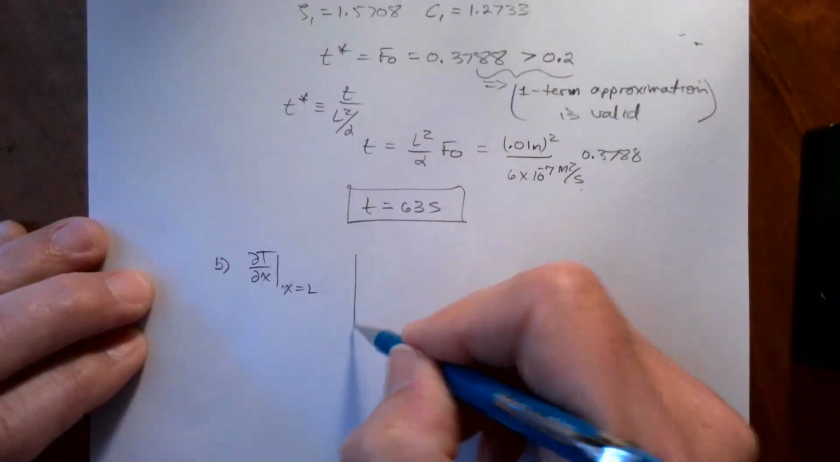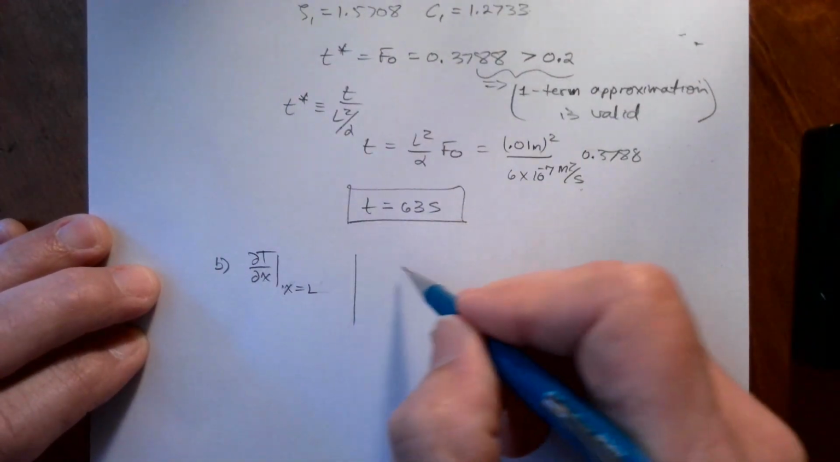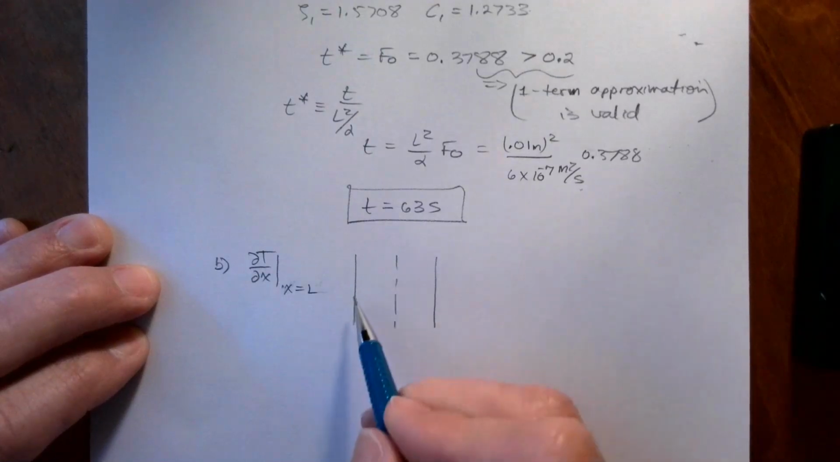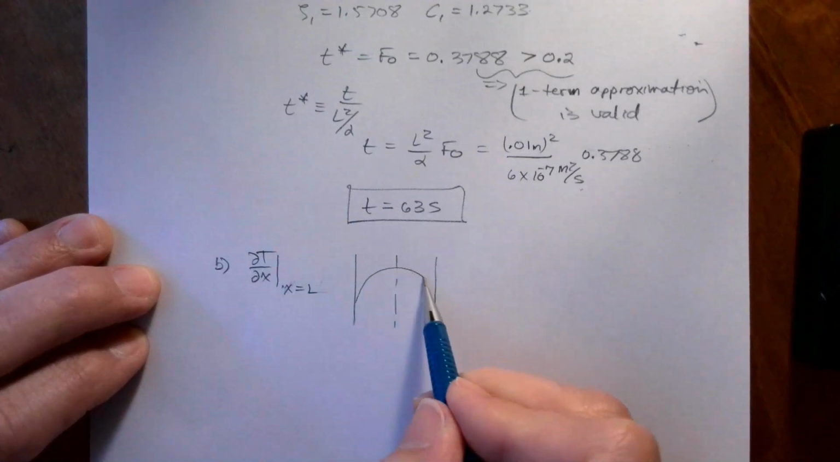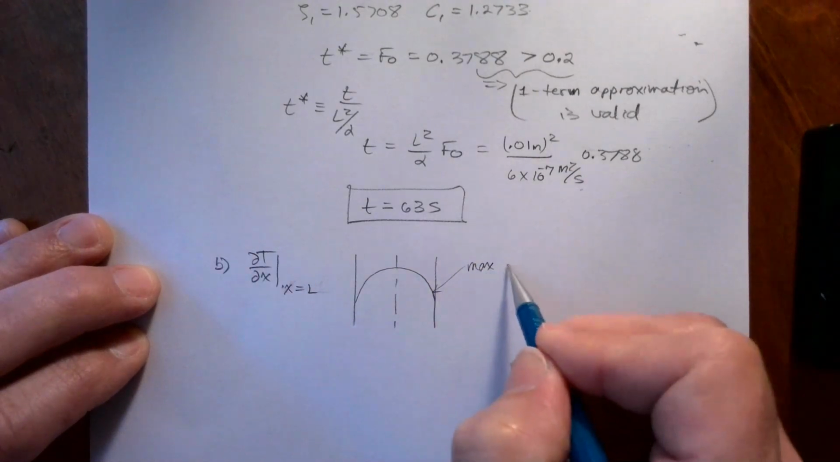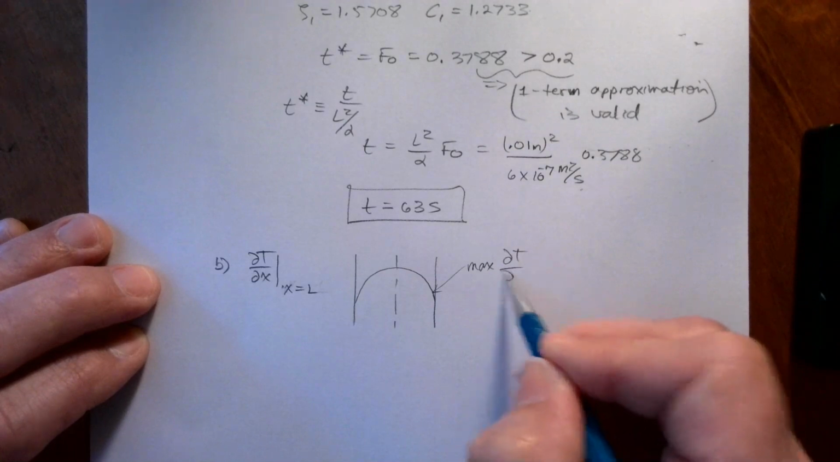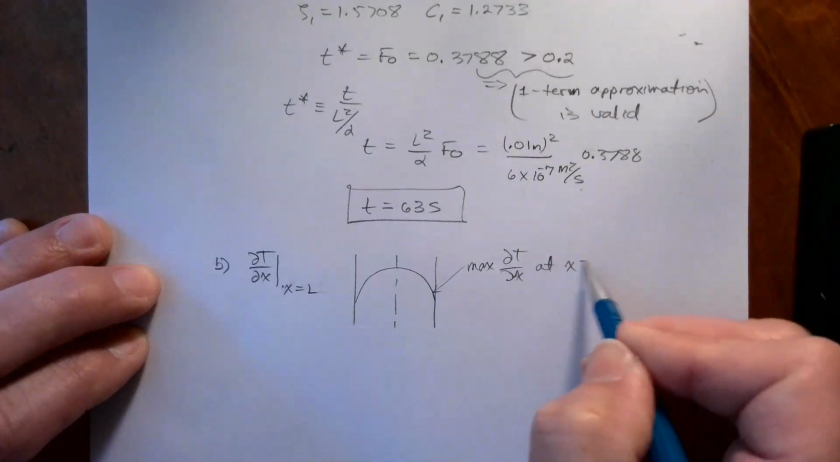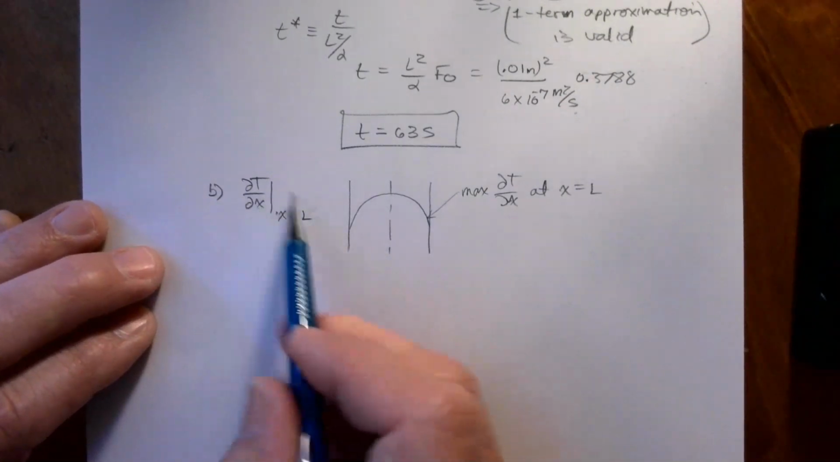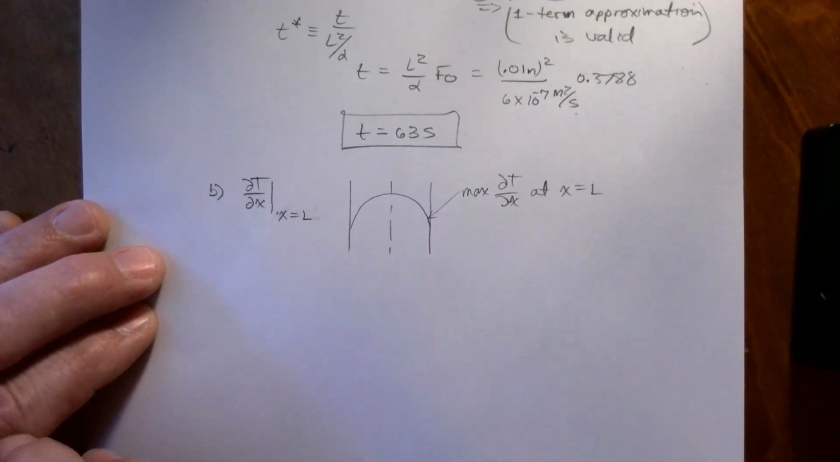Alright, so if that's the center line and this is each side, the profile is going to look like this. The maximum value occurs here, the maximum gradient at x equal to L. So we need to come up with a way to evaluate this.